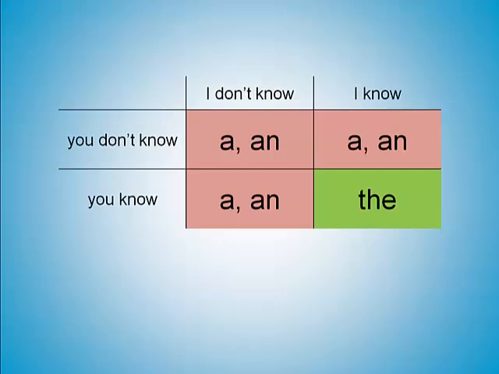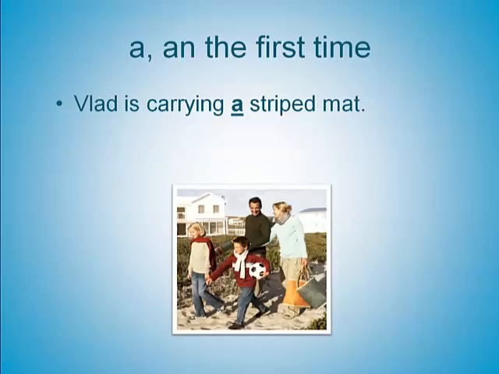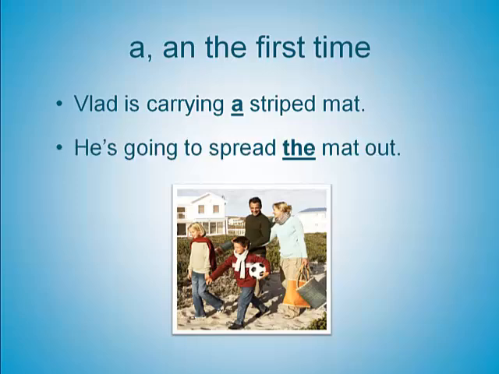The first time we mention something, we use a or an. Vlad is carrying a striped mat. Vlad is the man in the photo. After that, we use the. He's going to spread the mat out. They will sit on the mat when they eat lunch, and so on.